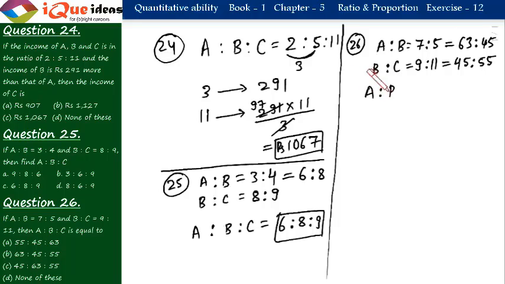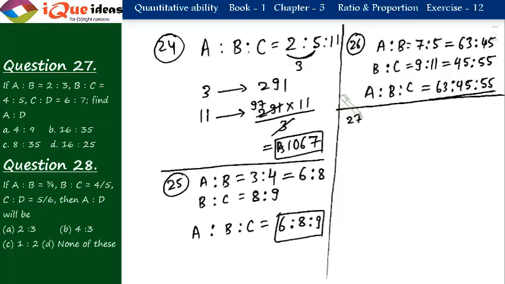So now we can write the combined ratio as A is to B is to C, that is equal to, for B we take 45. Now when B is 45, A is 63 from the first ratio, and when B is 45, C is 55 from the second ratio. So the combined ratio is 63 is to 45 is to 55.